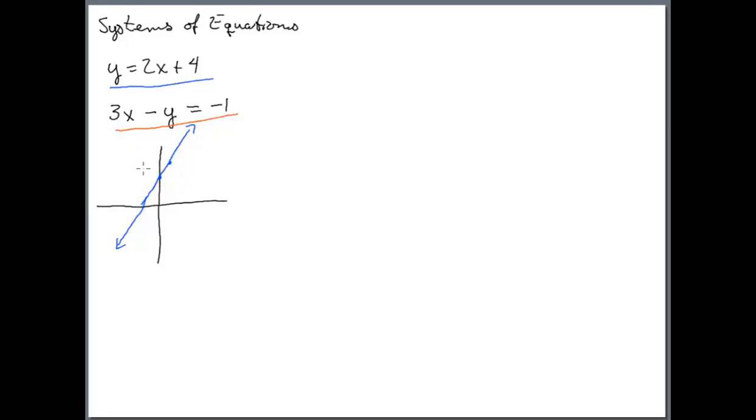Now here, if we do this one in red, we say 3x minus y equals negative 1, and graph it on the exact same graph, we have that 0, 1 works, and this has a slope of 3, 1, 2, 3 over 1. So this line comes up here like this, and you'll notice that one point is purple, red and blue at the same time.